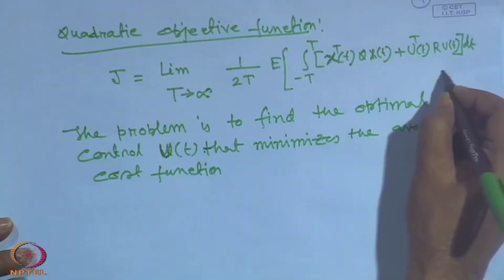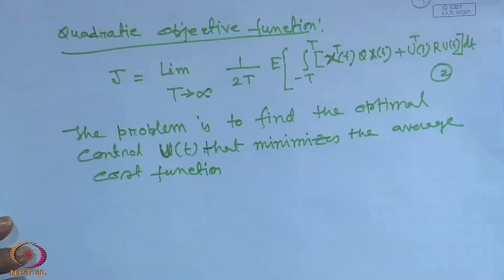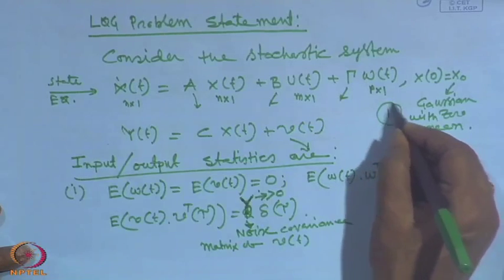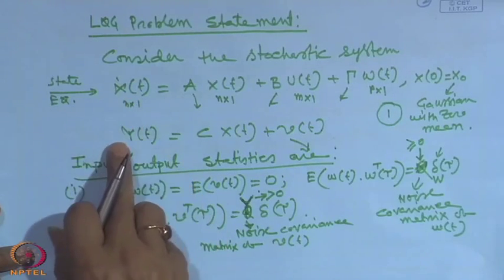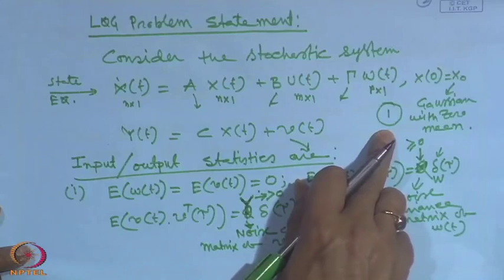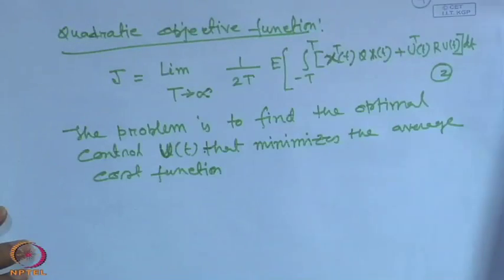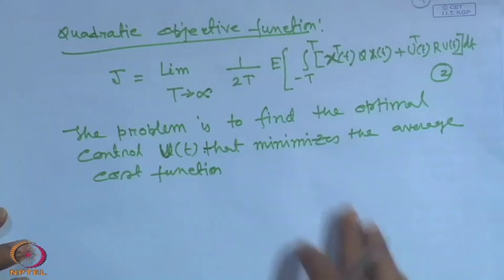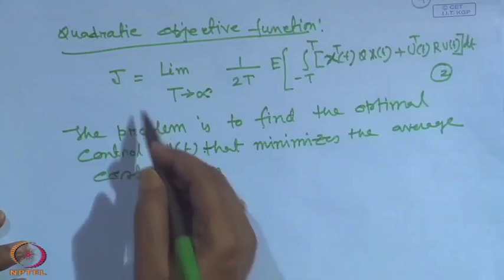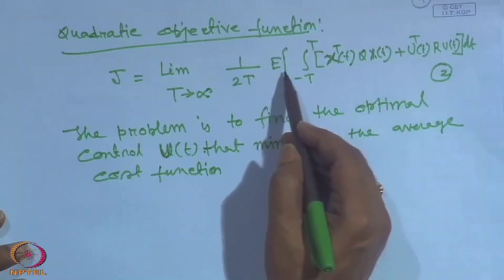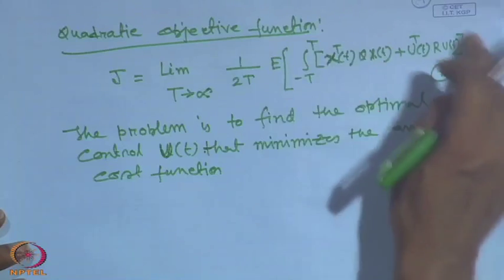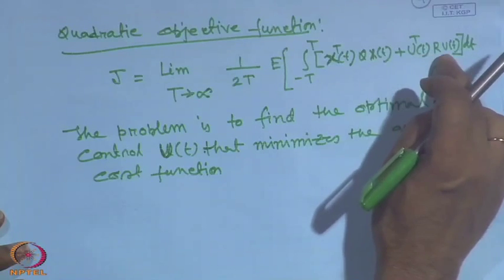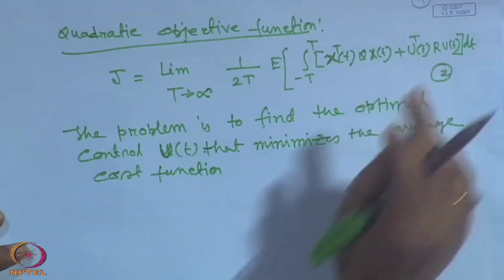Let us call this equation number 2, and our basic equation is equation number 1. The state equation and measurement equation we have named equation number 1, and the performance index we assumed in the stochastic environment is equation number 2. We are taking the expected value of this, just like a quadratic function, that means we are giving weightage on the state as well as on the input vector u.